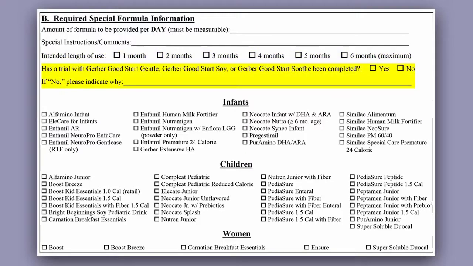The trial of standard products section is next on the form and should be encouraged to be completed when switching to a specialized product. With some medical conditions like neonatal abstinence syndrome, the trial of a standard product isn't appropriate, and it's acceptable to start on the most suitable specialty product right away.